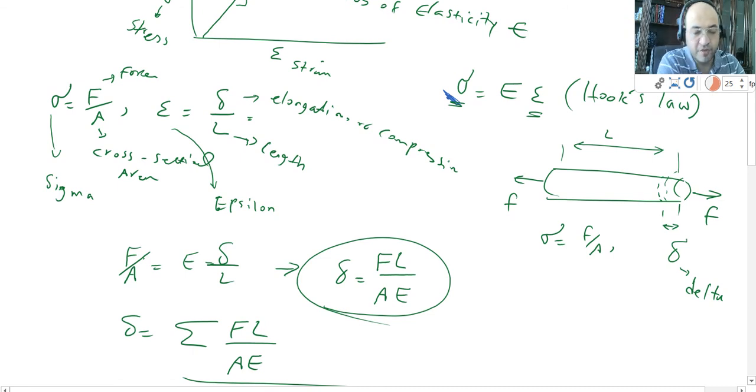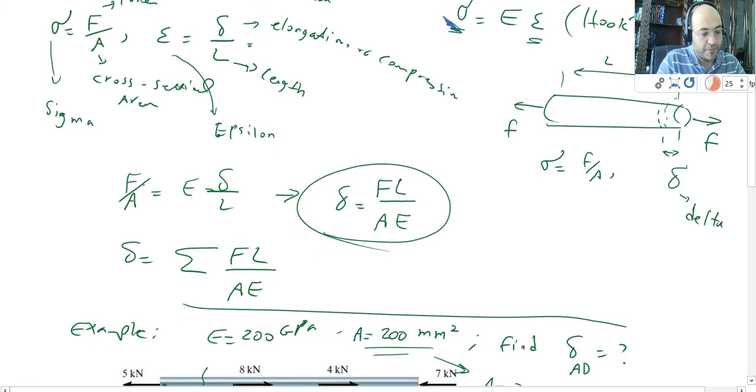And here visually I show you that L is the length of the specimen, and F is the force that we apply. We get to this equation that delta, the elongation here, is equal to FL over AE. If we have many deltas, we can say that it is the sum of FL over AE. So what do I mean?